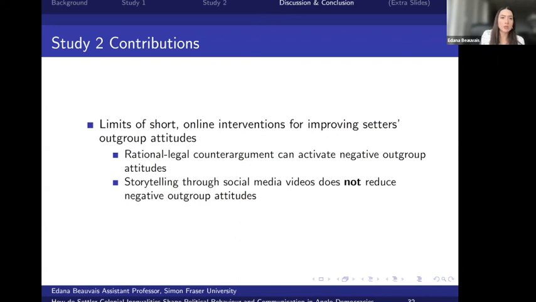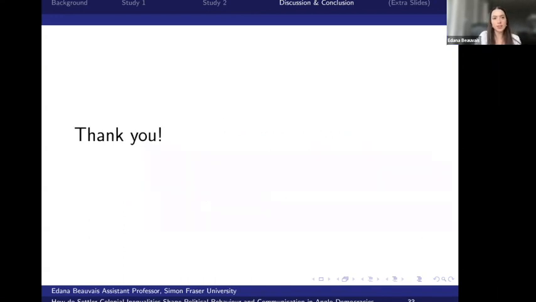So potentially it was perhaps mitigating some of the negative effects of hearing a counter argument from a member of an outgroup. So that's everything for my talk today.